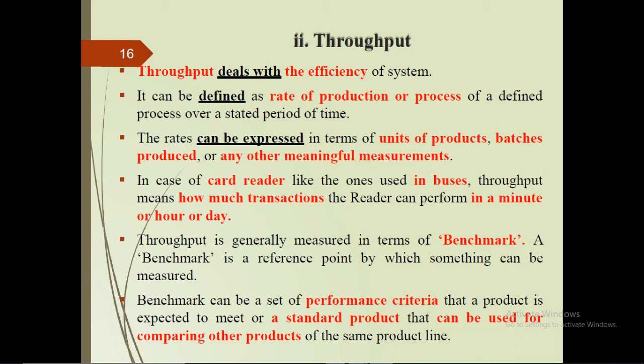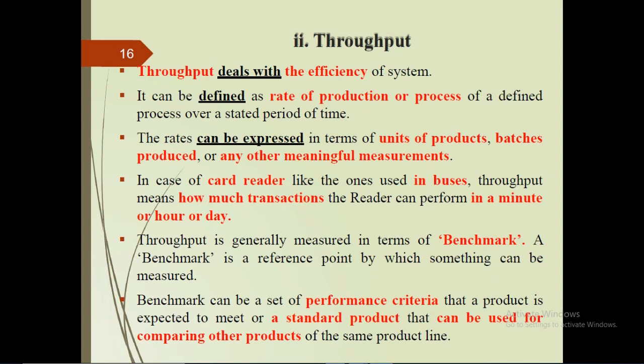Throughput. Throughput deals with the efficiency of a system. It can be defined as the rate of production or operation of a defined process over a stated period of time. Okay, the rate can be expressed in terms of unit of product, batches produced, or any other meaningful measurement. For example, in case of a card reader, like the one used in buses, the throughput means how many transactions the reader can perform in a minute or an hour or in a day.